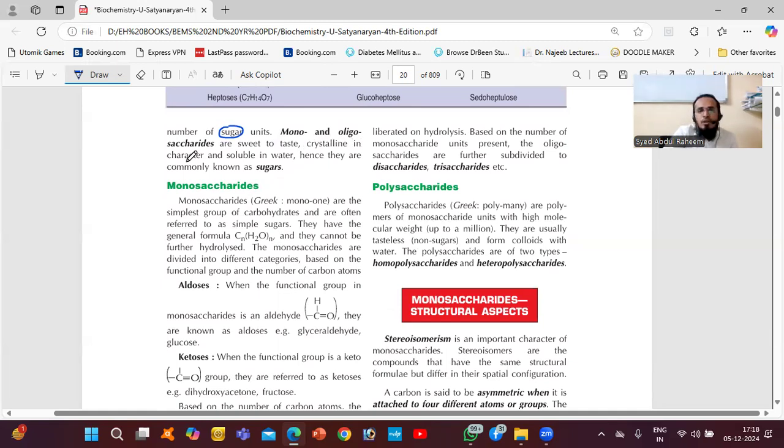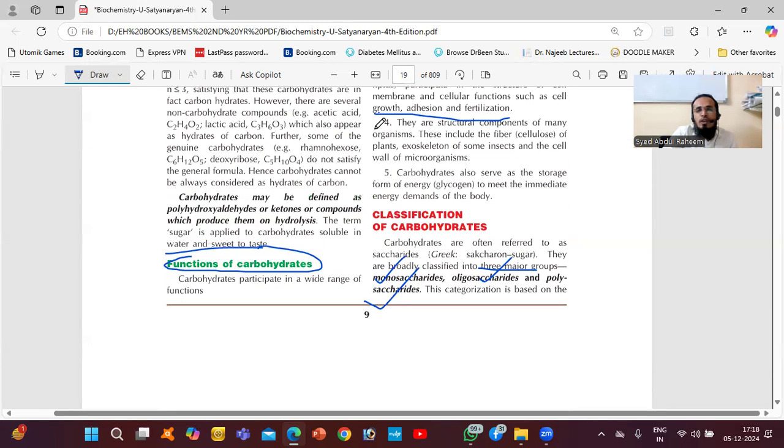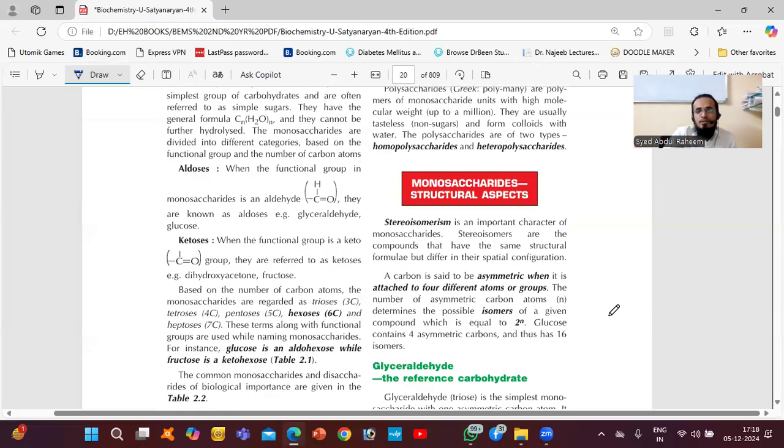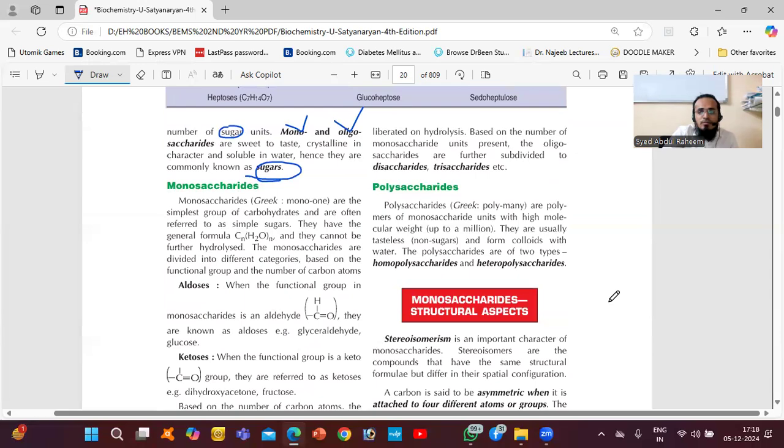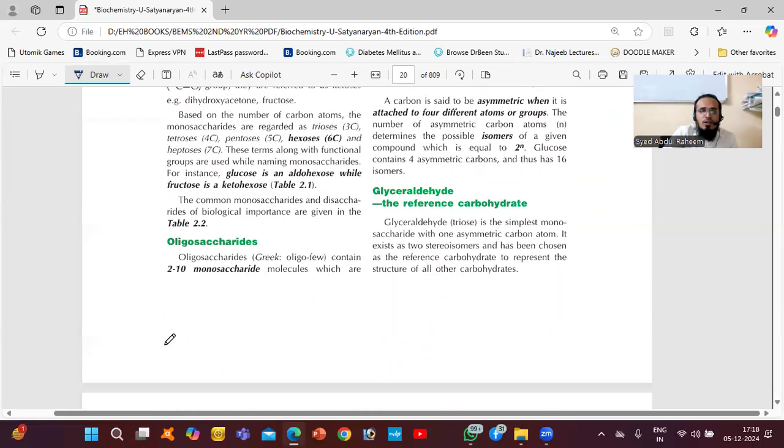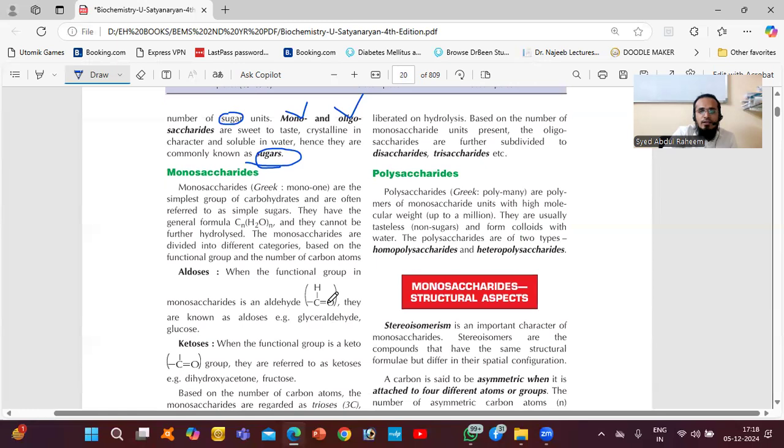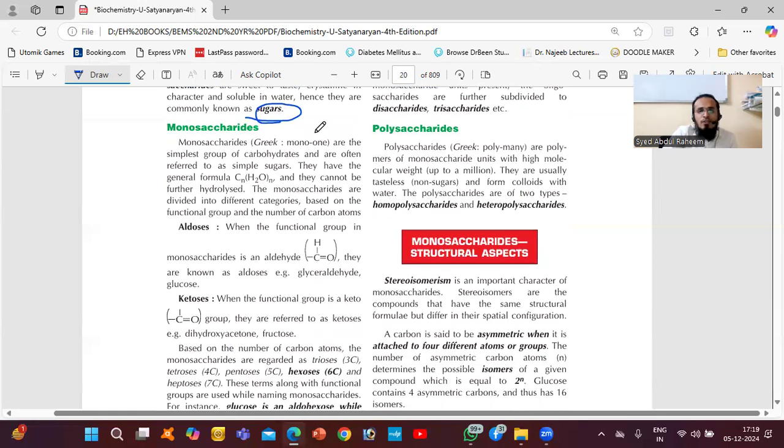Mono and oligosaccharides are sweet to taste, crystalline in character, and soluble in water. Hence, they are commonly known as sugars. So sugars are mono and oligo. How many types do we have? Mono, oligo, and poly. Mono means single, oligo means more than single, poly means many. First, we will discuss monosaccharides and oligosaccharides. Basics are given here. What are monosaccharides? Mono means one, in Greek.